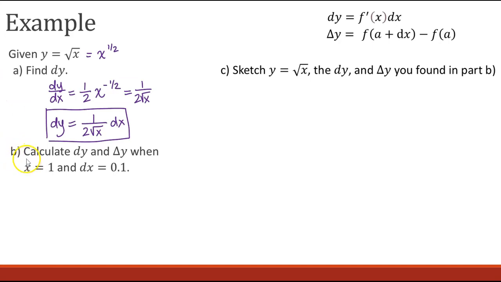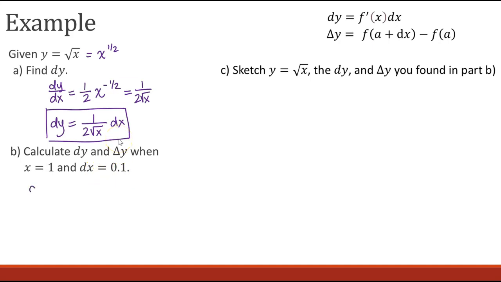Now let's move on to part B. We want to calculate dy, so the approximate change in y, and delta y, the actual change in y, when x is equal to 1 and the change in x is equal to 0.1. All right, so now here we already found what dy is equal to, 1 over 2 times the square root of x times dx. So we're really just going to go ahead and substitute in our value, x is equal to 1, and our tiny change in x, which is 0.1.